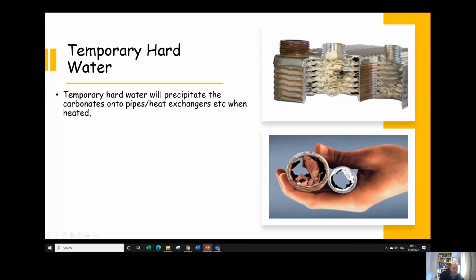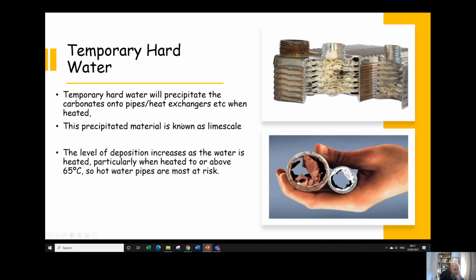Temporary hard water is the one that causes the most damage to plumbing systems, particularly hot water systems. You can see here the heat exchanger from a combi boiler completely furred up with limescale, and that's a result of temporary hard water. When you heat up temporary hard water, the calcium carbonate precipitates out and starts to fur things up, causing what we would describe as limescale. This is particularly an issue when the water's heated to or above 65 degrees C. So our hot water systems are most at risk from temporary hard water.